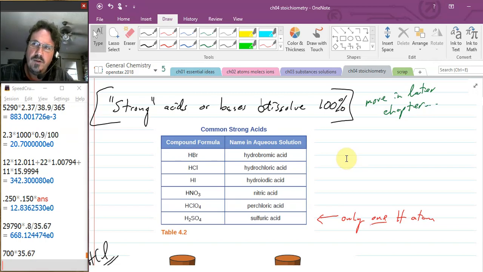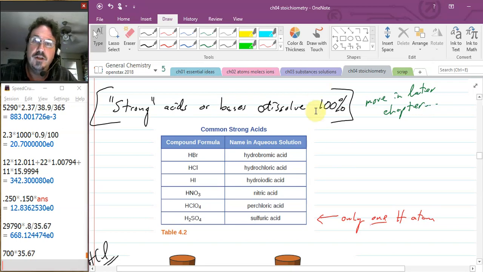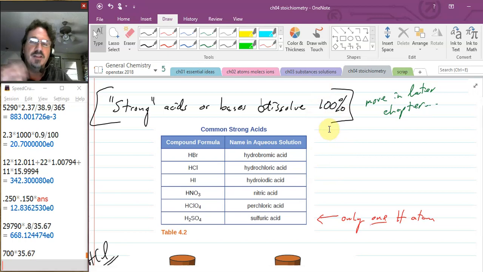How do you know whether it's a strong acid or a strong base? There are tables. They're fairly short tables, and that's all we're going to be working with in this chapter, just the strong ones. When we get to later chapters, we'll introduce the idea of a weak acid or a weak base. I can tell you what the definition is. They don't go 100%. A strong acid dissolves 100%. A weak one is going to go maybe only 75 or 50 or maybe only 10. It's not going to go 100.